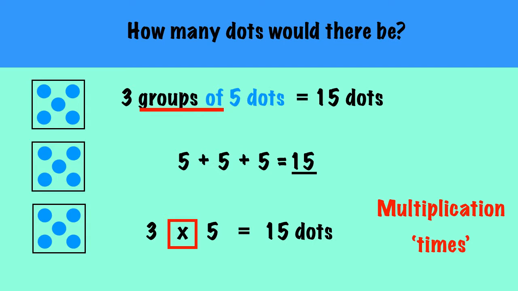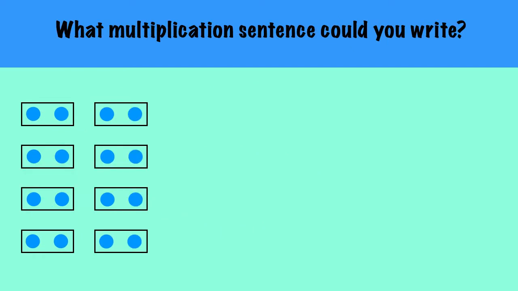Now instead of just telling me how many dots there would be, I want you to figure out what would the multiplication sentence be. What multiplication sentence could you write about these groups? Well, there are 2 parts of this problem. First, we have to know how many groups we have. We have 1, 2, 3, 4, 5, 6, 7, 8. There are 8 groups.